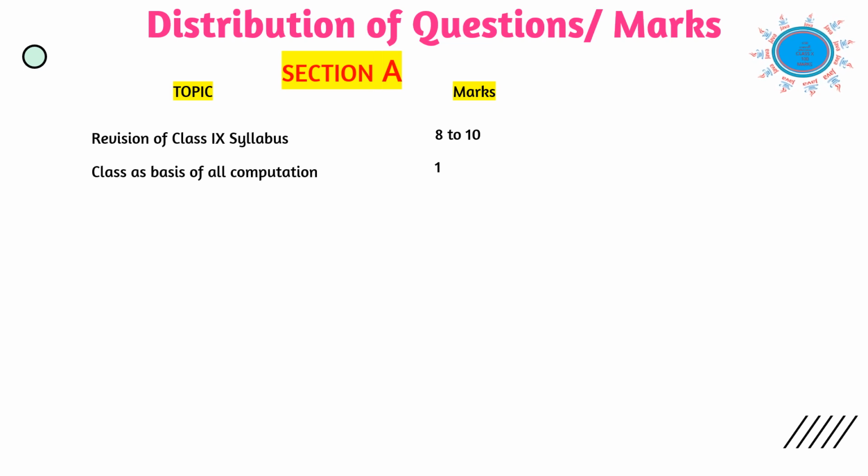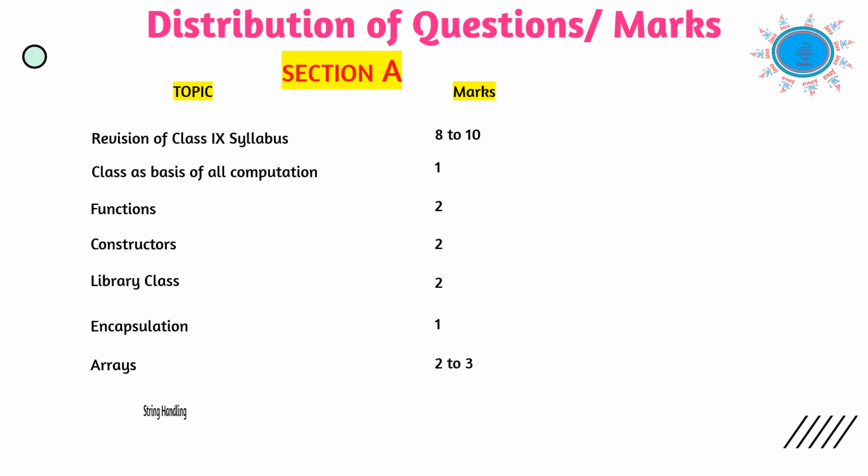Class as the basis of computation, 1 mark. Functions, 2 marks, outputs can come. Constructors, 2 marks. Library class outputs, 2 marks can come. Encapsulation, 1 mark. Arrays, 2 to 3 marks. And string handling, 2 marks. So in this way the 20 questions will be distributed.